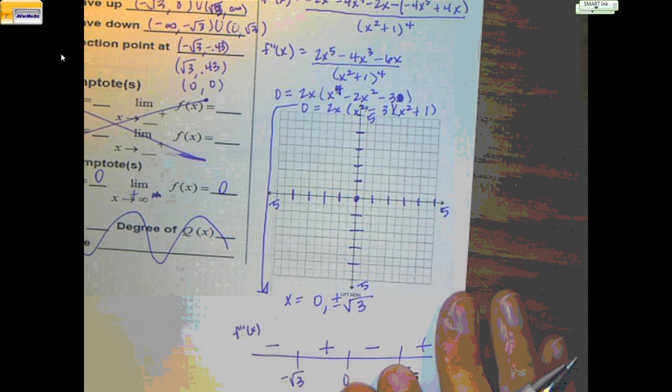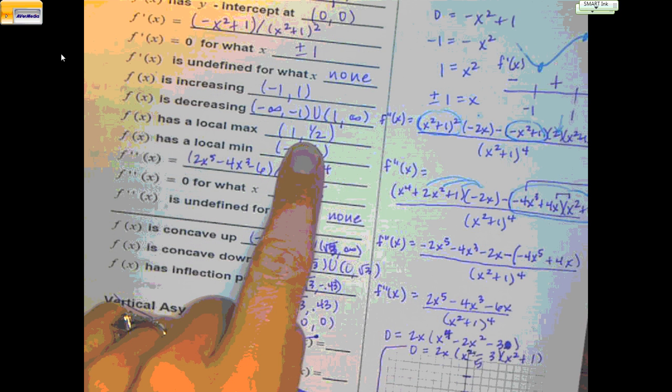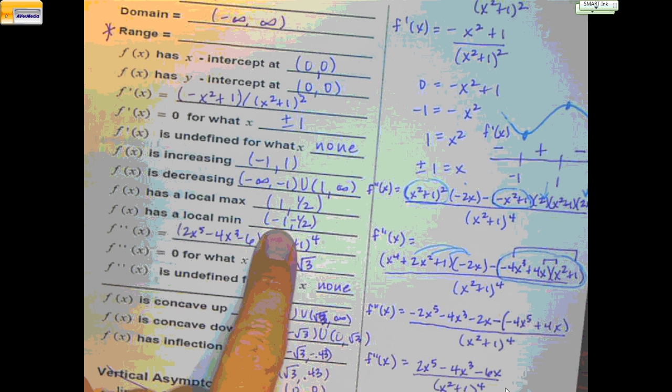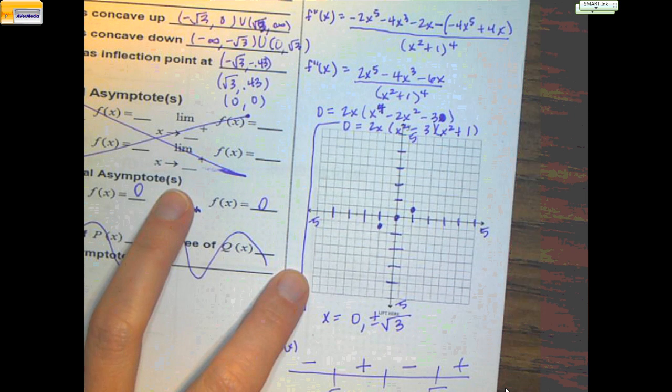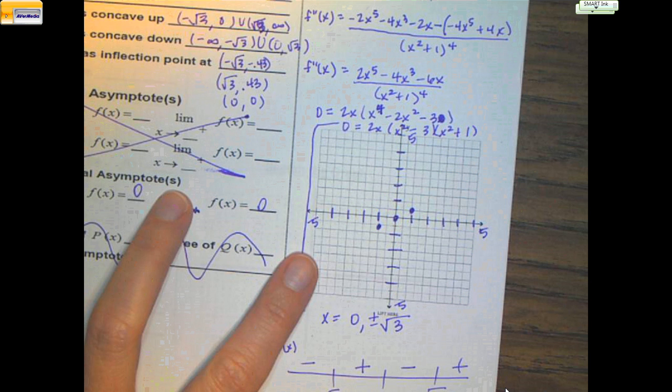All right, so we have a point at 0, 0. Another point that we know for sure is on the graph is 1 comma a half. That's a maximum. Another point that's for sure on the graph is -1 comma negative a half. That's a minimum. And I also know that between those 2 points, it's increasing the entire time between -1 and +1.